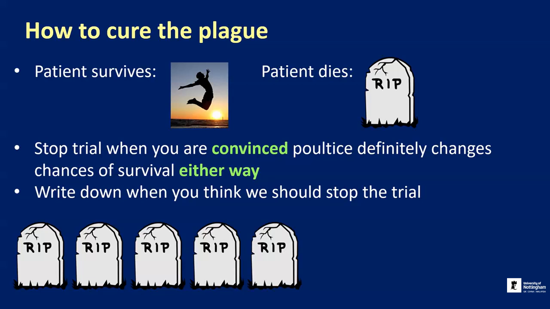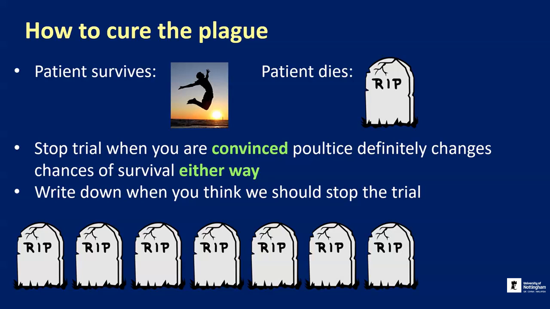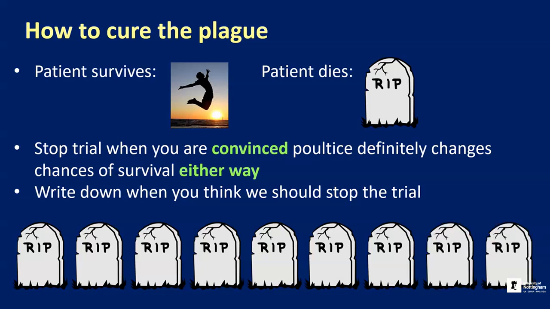Next patient died. Oh dear. So not looking great, but chance events, 50% chance of surviving, 50% chance of dying. Is this really evidence that the poultice doesn't work? Some of you may think so, some of you may not. So let's carry on. Next patient died. Oh dear. Okay, anybody unconvinced yet? Another patient died. And finally, we find that in this case, all of the patients in our sample died.